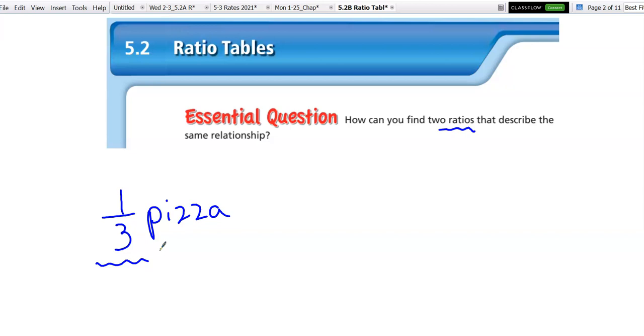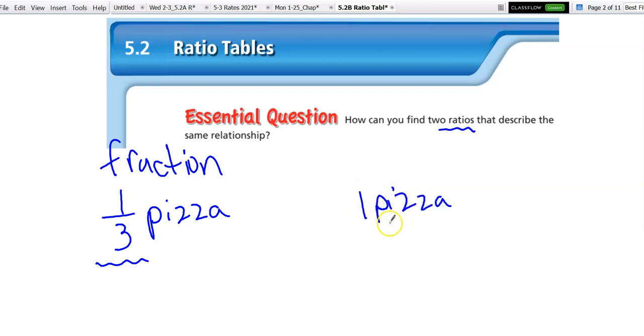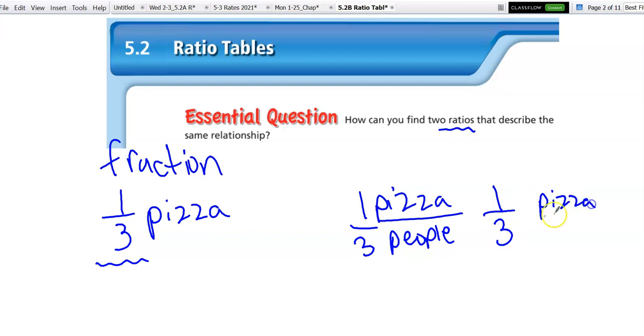So this is a fraction, right? It's the fraction of the pizza. But then if I write the ratio that there is one pizza per every 3 people, right? Now I'm looking at it as a ratio of 1 to 3. So it is 1 to 3 of pizzas per people. Now, in the end, the amount of pizza that each person gets is the same.